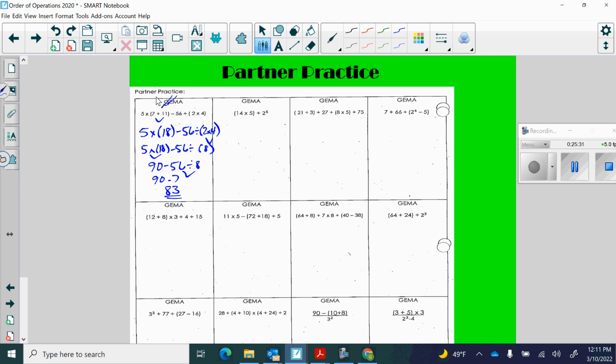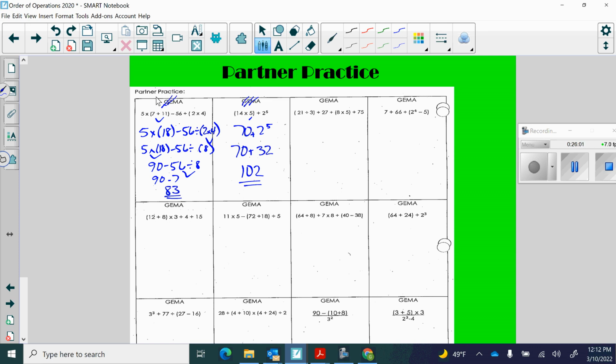Okay? Next one, grouping. I start right off with a grouping, and that's going to be 70 plus 2 to the 5th. Exponent 2 to the 5th. 2, 4, 8, 16, 32. So 70 plus 32. That's the exponents. Then no multiplication. I'm just going to add those for 102.